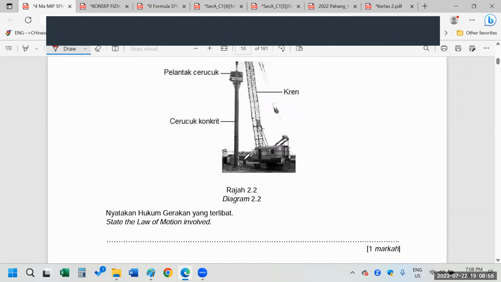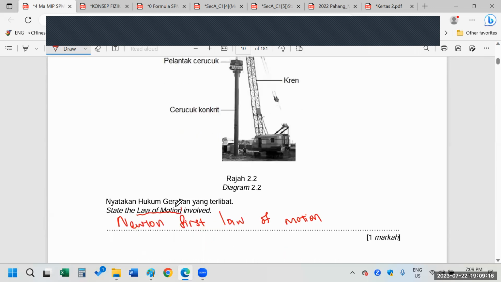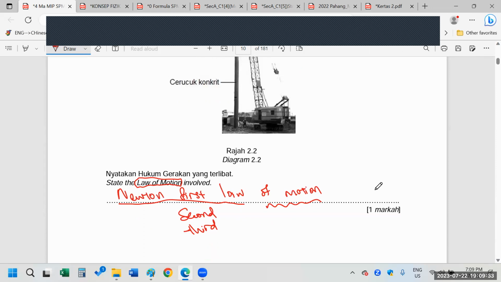Okay, like impulsive force. So now, what is the law of motion involved? For all three you can say Newton's first law of motion. Since here they already write law of motion, you can just write Newton's first law. Second law, third law, all three laws involved. And what is first law, second law, third law?